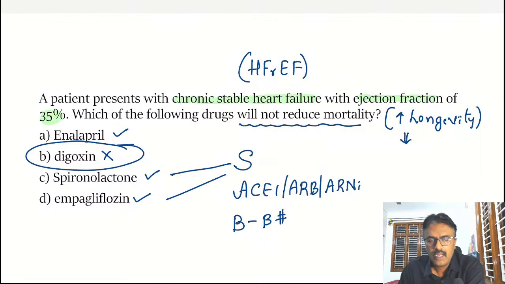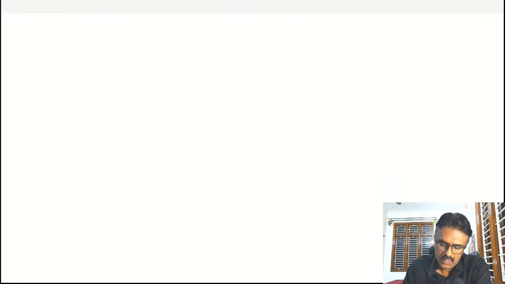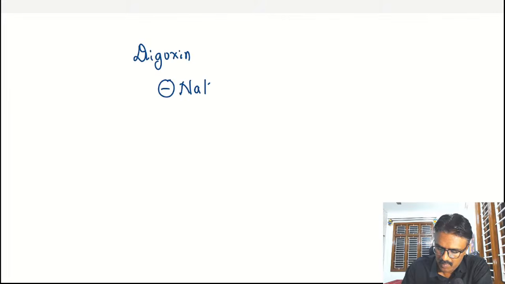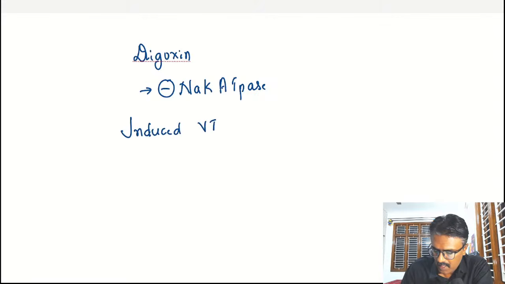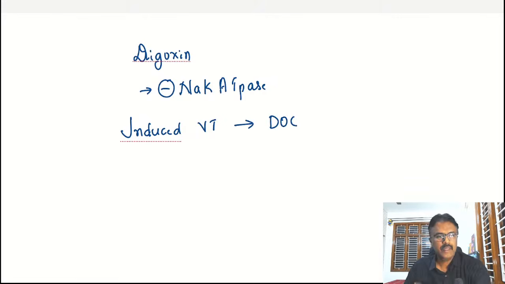Digoxin will not reduce mortality, it will only increase the force of contraction. Since I am discussing digoxin, can anybody tell me what is the mechanism of digoxin? It inhibits sodium potassium ATPase in myocardium. Digoxin toxicity can cause ventricular tachycardia. Then what is the drug of choice? You can tell me. Yes, Sai Krishna, you are right.